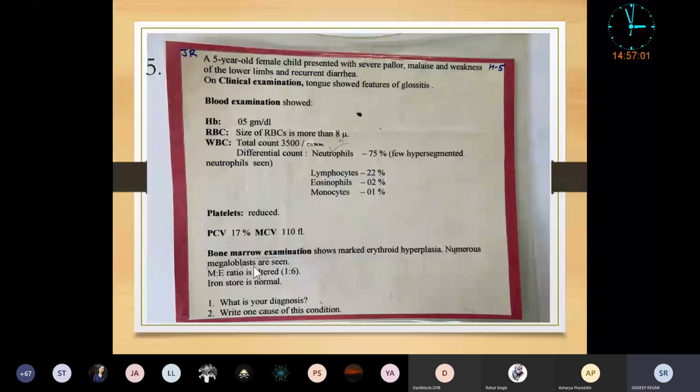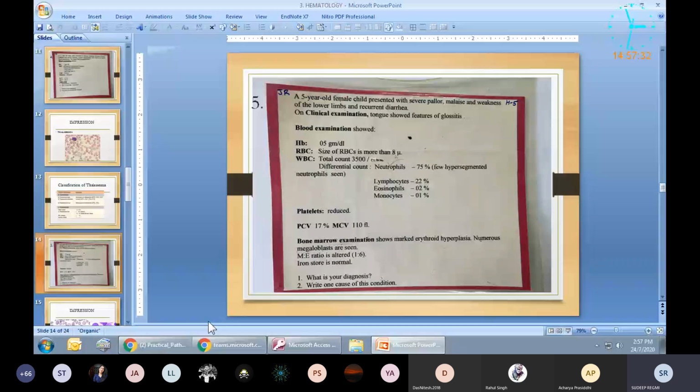And the myeloid to erythroid ratio is altered, which is in favor of erythroid. Because there is erythroid hyperplasia, this M:E ratio is shifting towards the erythroid. Okay, and iron store is normal. So what is your diagnosis? Keep everything in mind which we have. Megaloblastic anemia. Okay, it is megaloblastic anemia. Very good. But what are the features in favor of megaloblastic anemia?